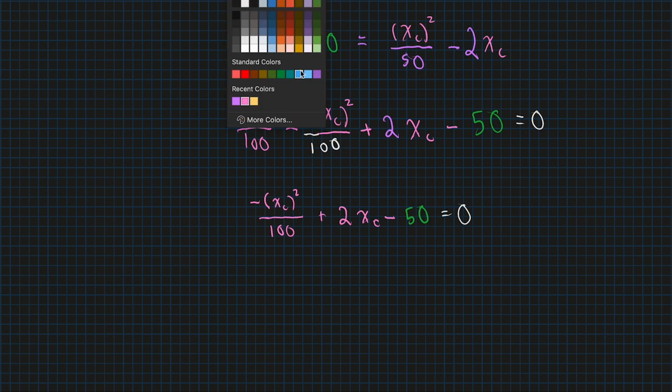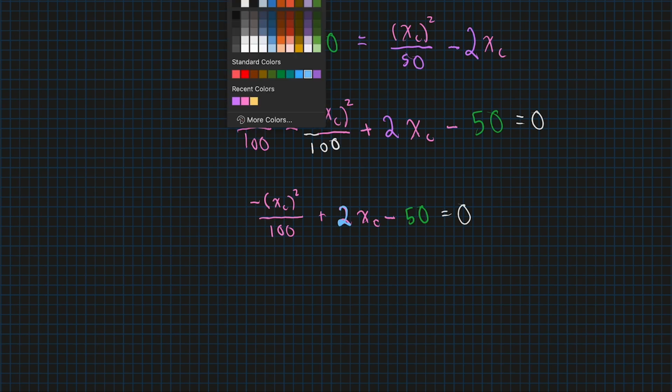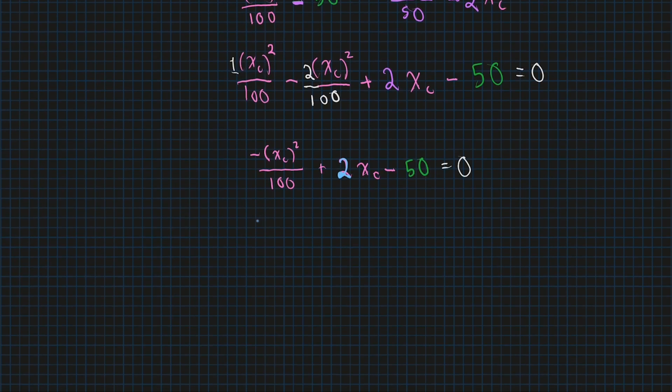And what I'll do to make it easier on the eyes, I'll make our constants in blue. So let's write this equation again, but with the constants in blue. Why? Because we're going to have to factor this. So we have an x sub c squared term here. If I want the x sub c squared term by itself, I can just put the negative 1 over 100 beside it. So negative 1 over 100, I'll leave a space for x sub c squared. And I have a positive 2 here, and I have a negative 50. And that is equal to 0.